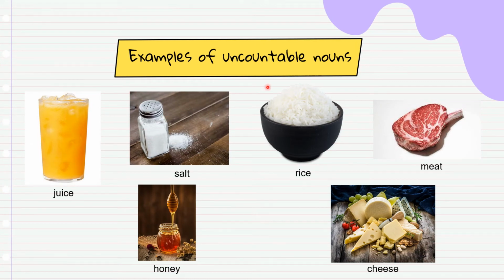Okay, these are the examples for uncountable nouns. The first one is juice. Okay, juice adalah juice. Apa-apa saja benda yang liquid, air, semuanya akan masuk dalam uncountable nouns. Okay, the second one is salt, garam. We cannot count salt. Kita tak boleh kira berapa butir garam tu. Okay, the third one is rice. Rice, kita tak boleh kira rice. Okay, the fourth one is meat. Meat also we cannot count.